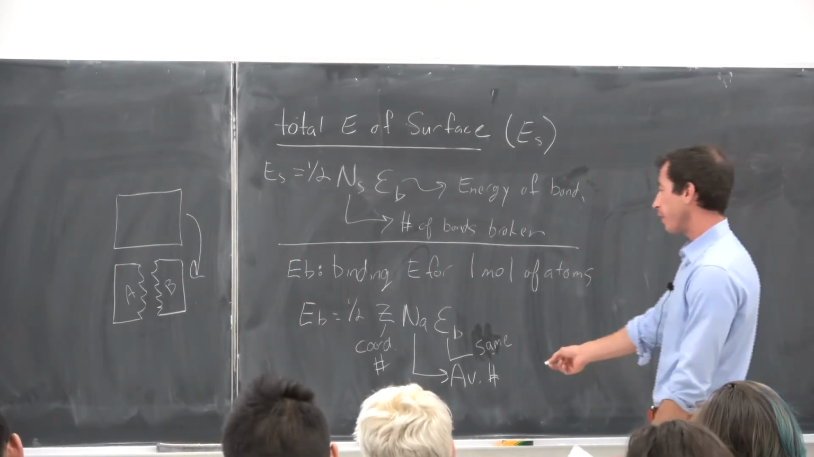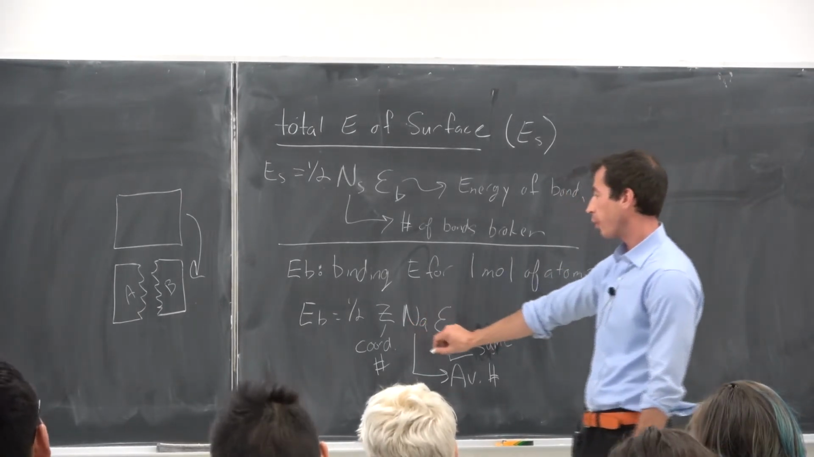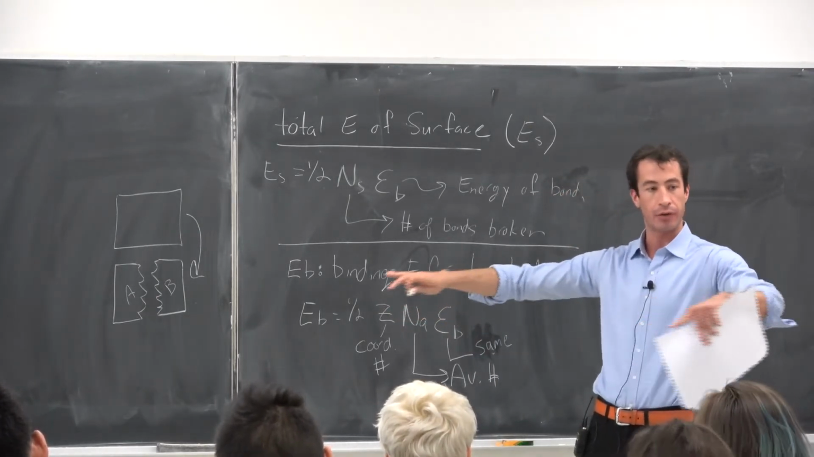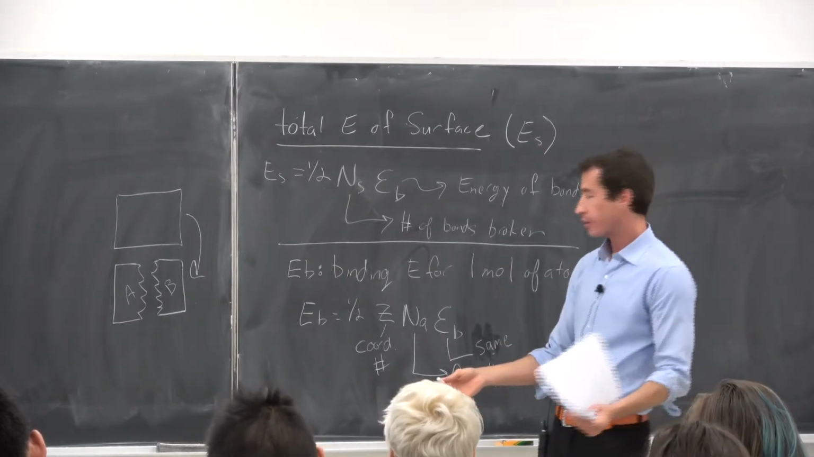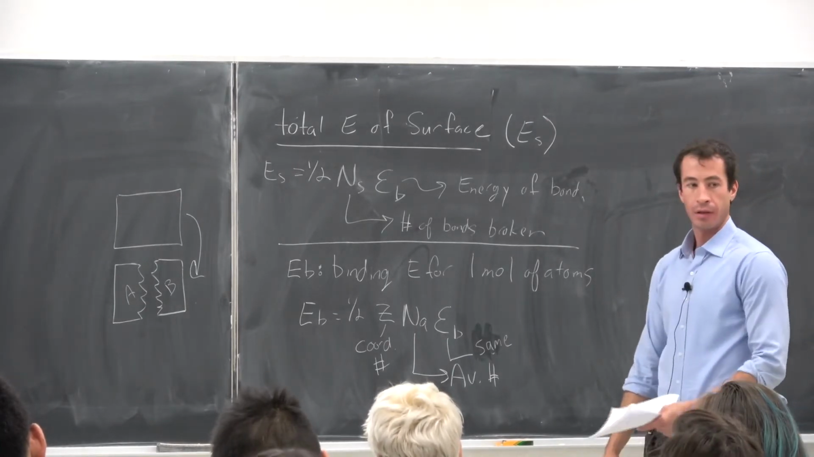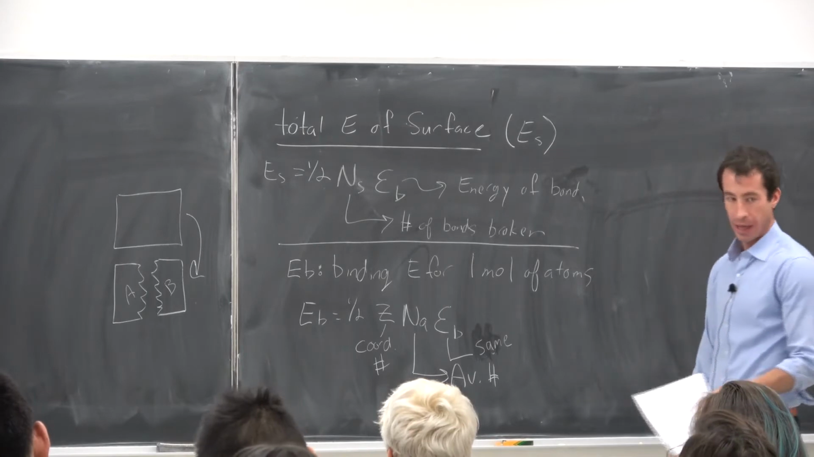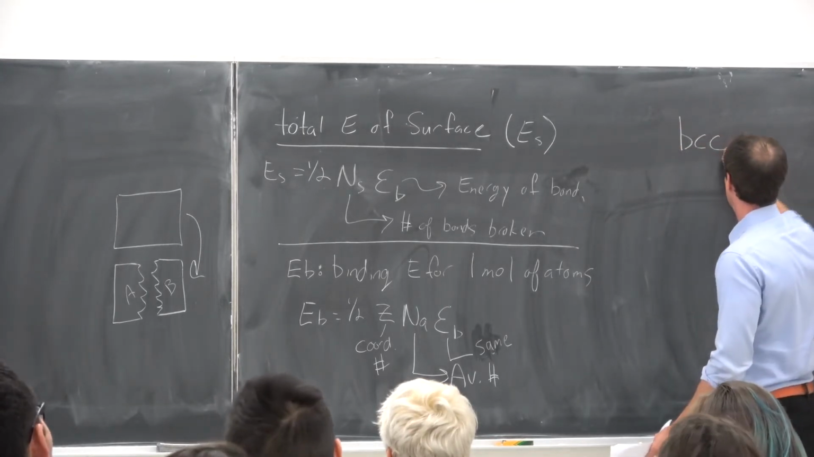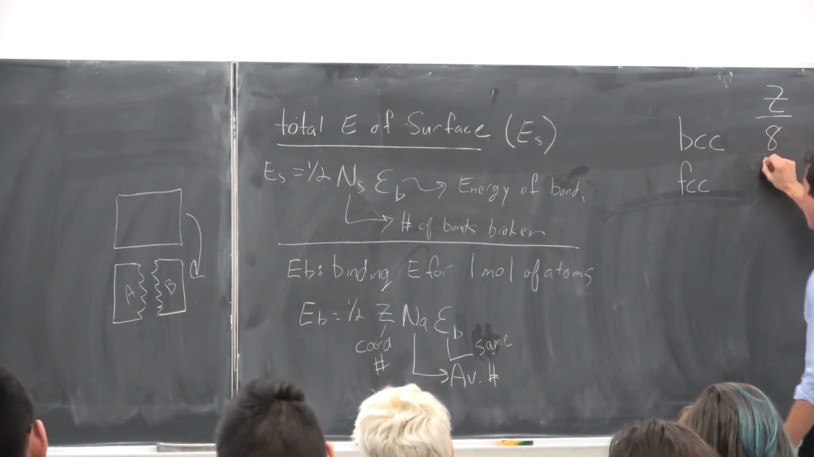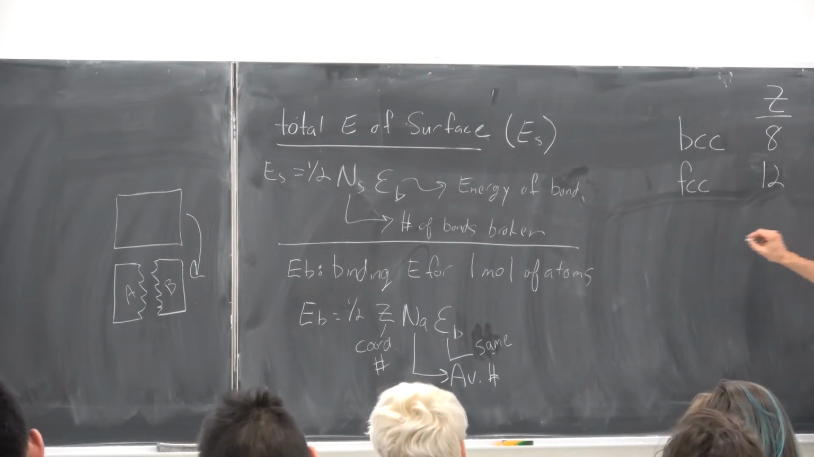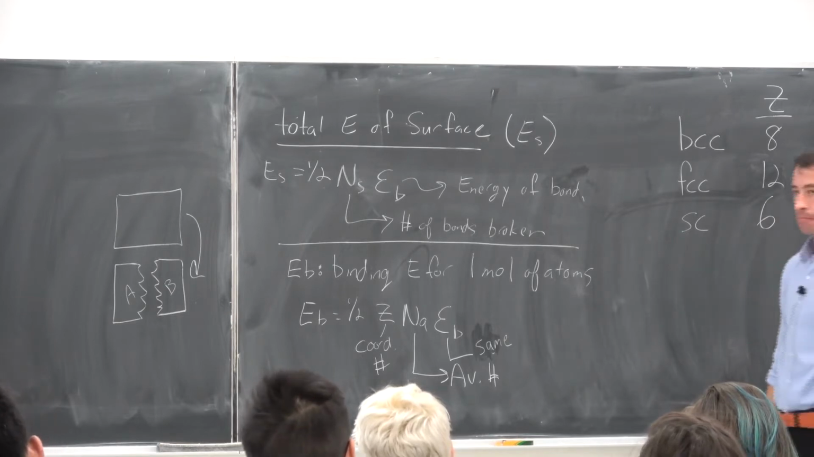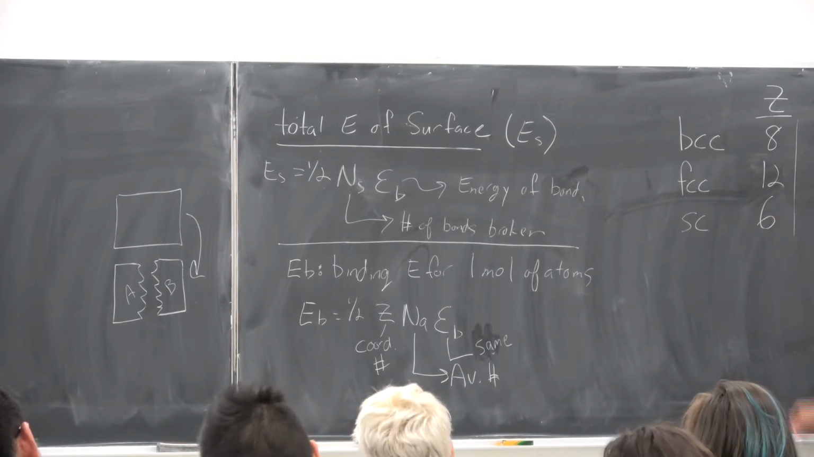So then this makes sense again, that here this is our molar quantity. Considering that each atom is bound to a variety of different number of atoms, right? So what's our coordination number for body-centered cubic? It's 8, yep. And for face-centered cubic, it's 12, right? And for a simple cubic, it's 6, right? So these are important things to have committed to memory.